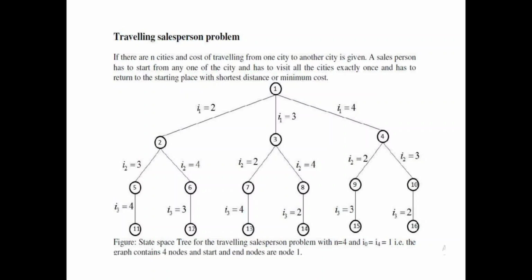What is meant by the state space tree is shown in the figure: the tree for the traveling salesperson with n equal to 4. Here n equal to 4 means we will have nodes 1 2 3 4, from I0 to I4 equal to 1, that is, the graph contains 4 nodes, starting from one node to another node.